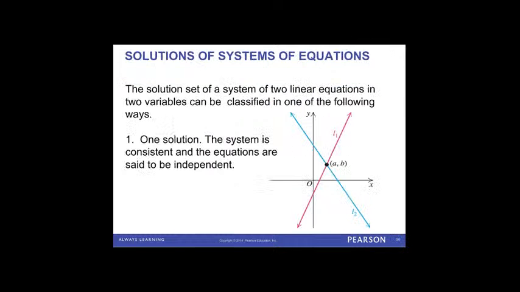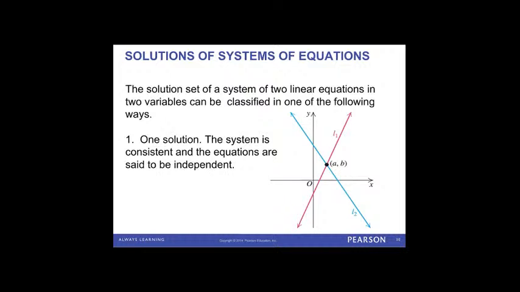So solutions of a system of equations. Say we have a system of equations, and a solution set of a system of 2 linear equations in 2 variables can be classified in one of the following ways. Either there's one solution where the graphs cross at one point.